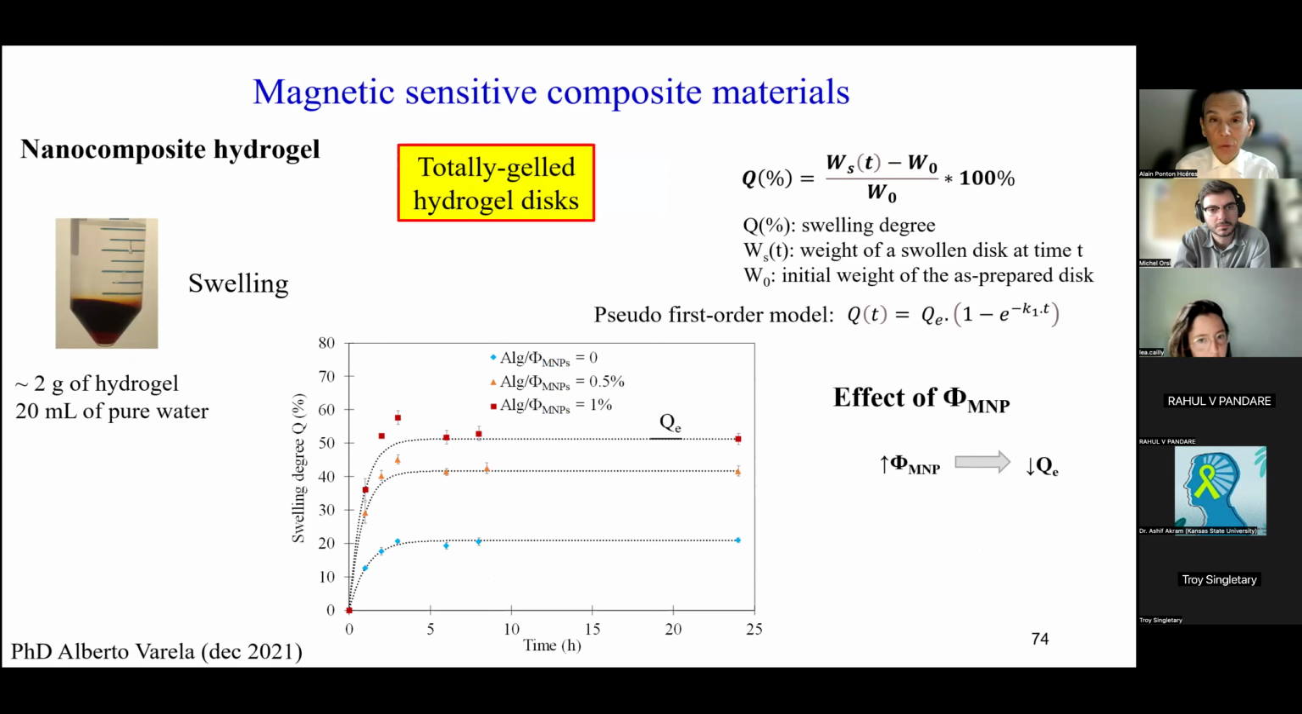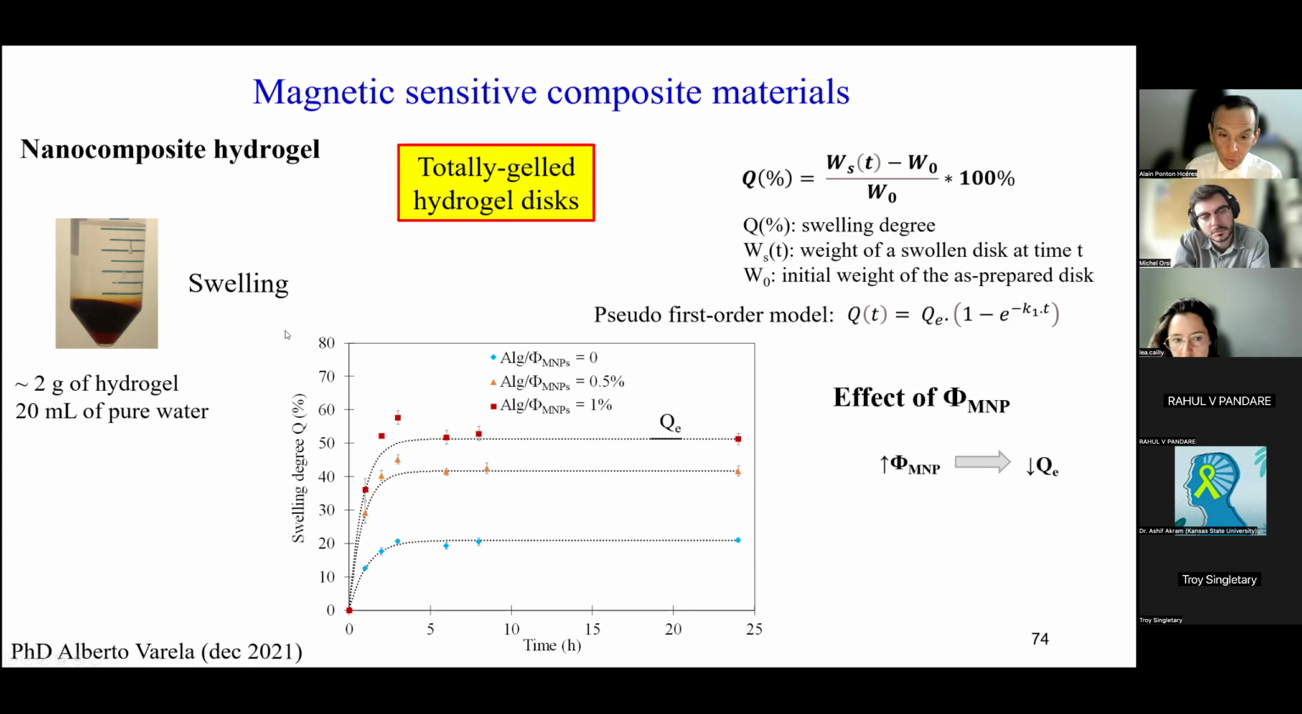We also study the swelling property. You can see the swelling property in water. So we put the hydrogel in water, and we weigh the hydrogel before immersion and after immersion at different times, and we define the swelling degree by this equation.